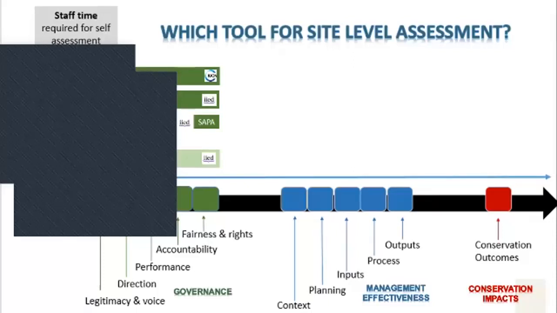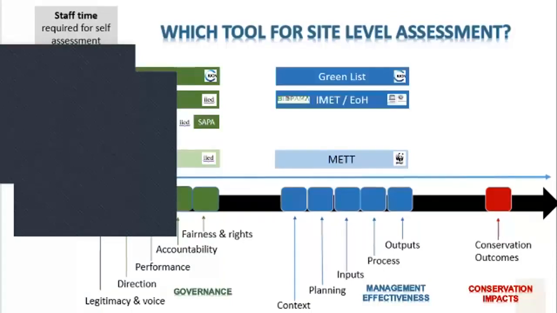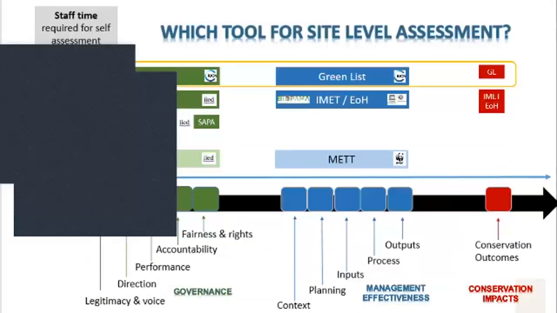Otherwise, you have the Green List and GAPA, which this time are looking at all the governance quality principles, but at an in-depth level. For the management effectiveness side, you might know about METT, which is widely spread and has been developed by WWF, looking at all the aspects of management effectiveness, but in a rapid self-assessment way. And the Green List, IMET, and EoH are other tools that are also looking at all the principles, but in a more in-depth, detailed way. And few of them are able to measure conservation outcomes. The ones that are able to do that are the Green List, IMET, and EoH.